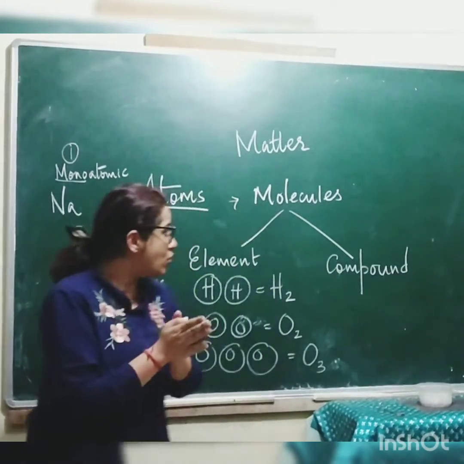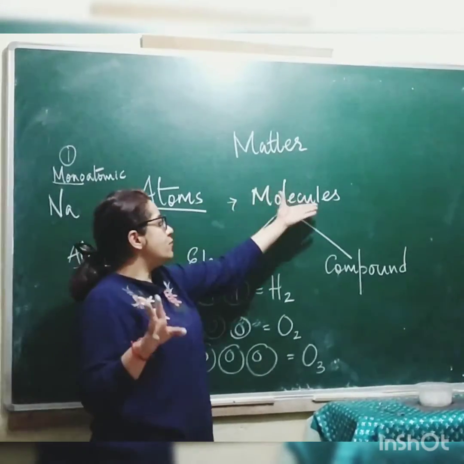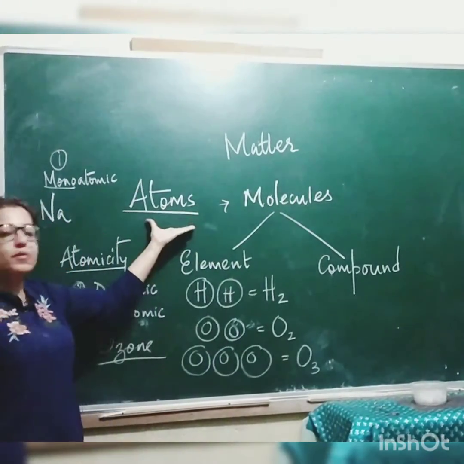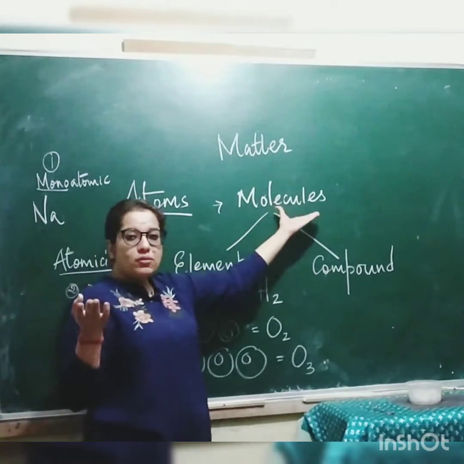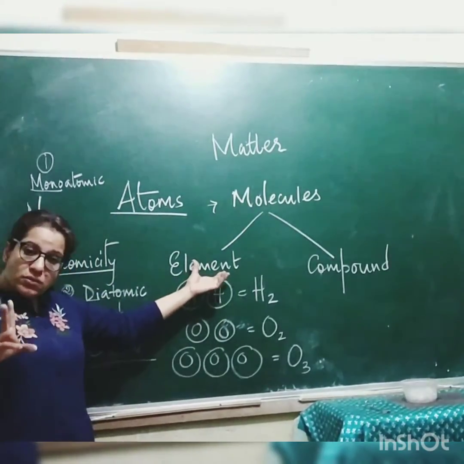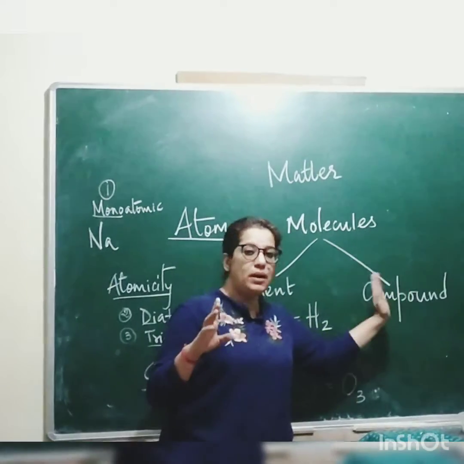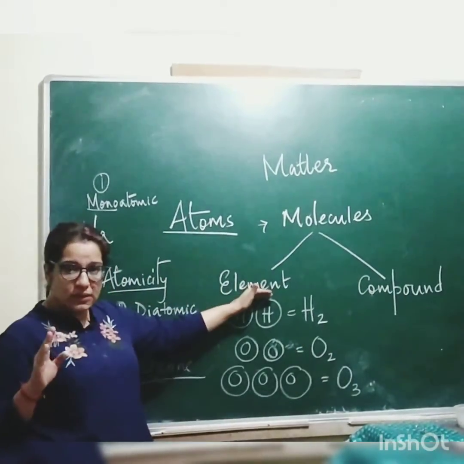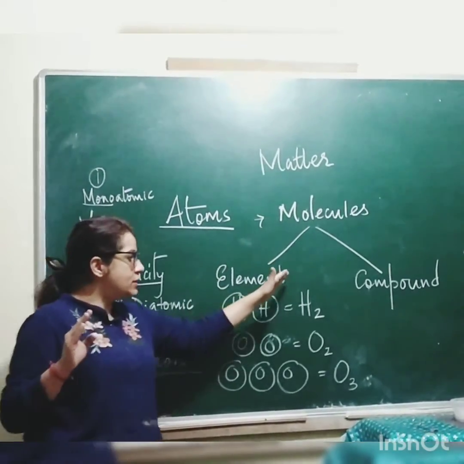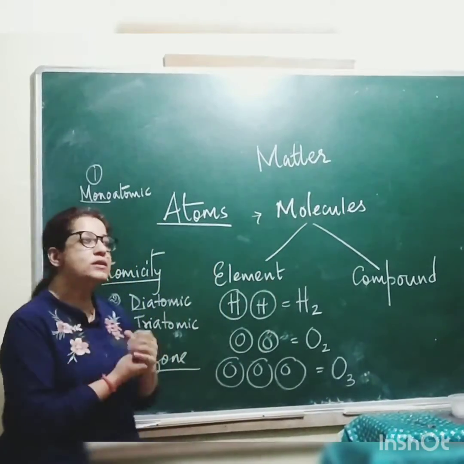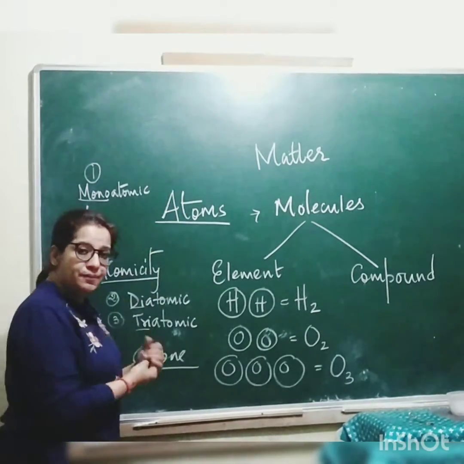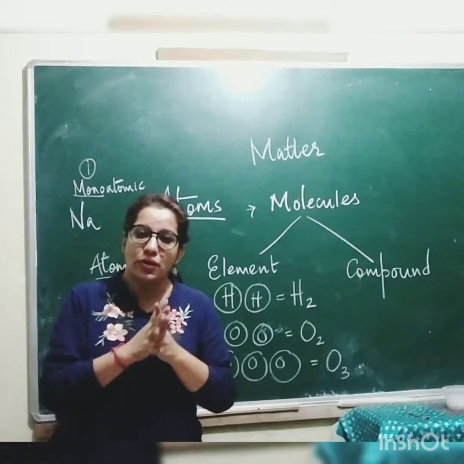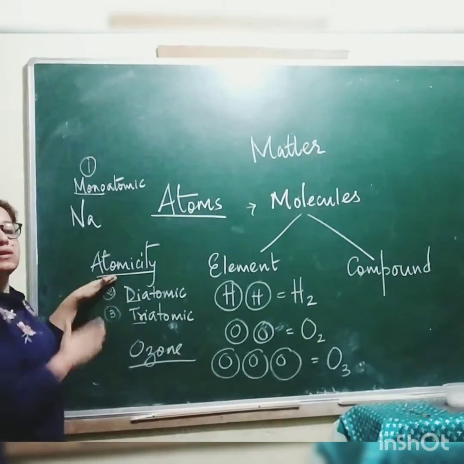Okay, so once more, there are 2 types of molecules. What are molecules? Molecules are formed by atoms. Molecules are of 2 types: molecules of an element and molecules of a compound. I have not explained the compound one. Molecule of an element is always composed of atoms, and depending on the number of atoms present in the molecule, we call it atomicity.